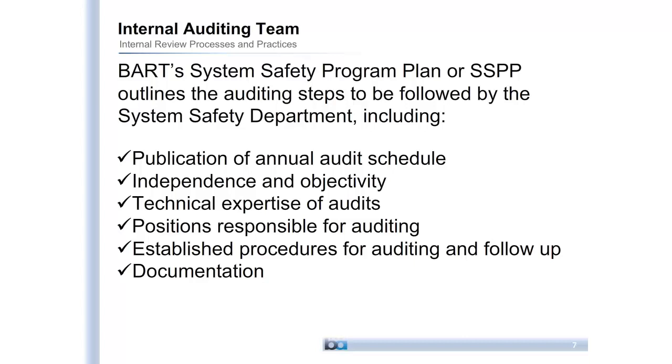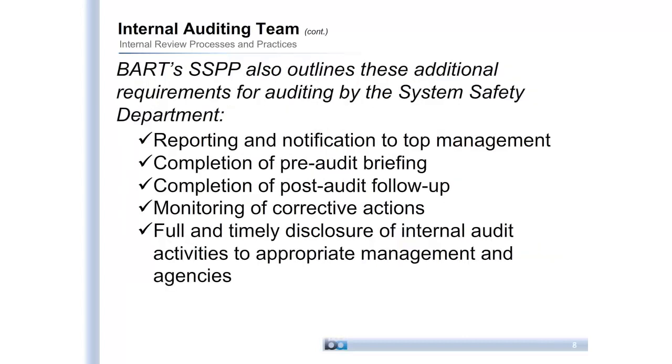BART's System Safety Program Plan, or SSPP, outlines the auditing steps to be followed by the System Safety Department, including publication of an annual audit schedule, independence and objectivity, technical expertise of auditors, positions responsible for auditing, and established procedures for auditing and follow-up documentation.